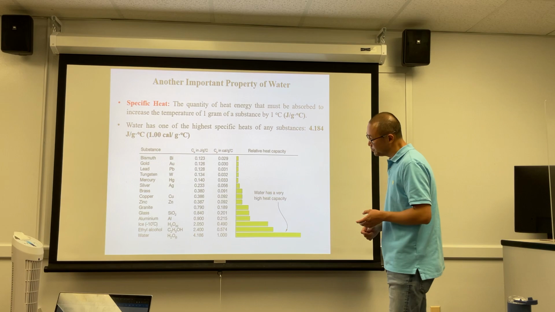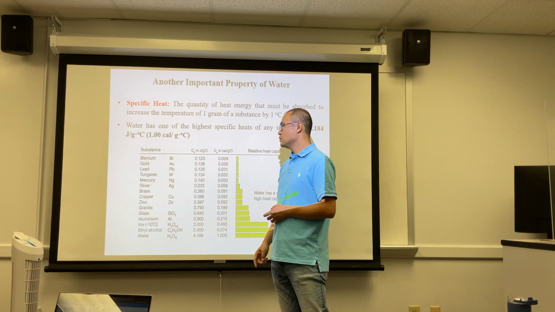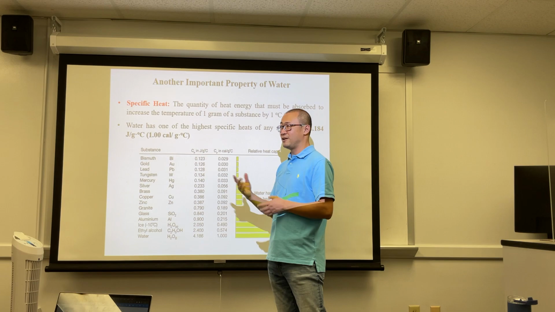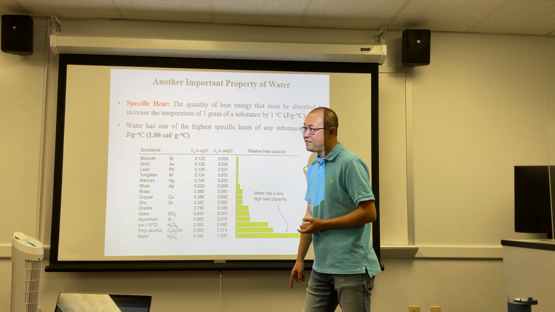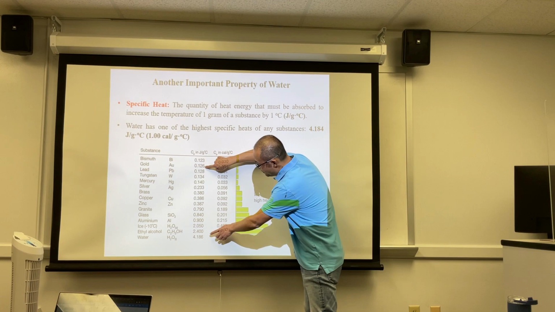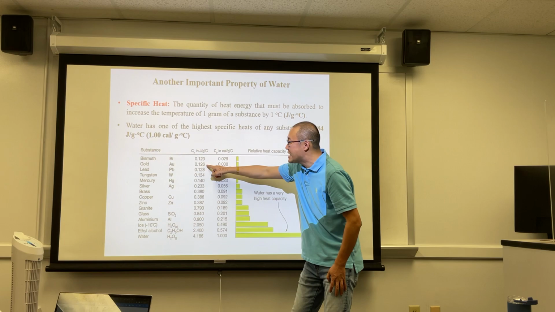For gold, for example, everybody knows gold. If I want to increase the temperature of 1 gram of gold by 1 degree Celsius, I need this much energy, 0.126 joule. Okay, I don't know how much is 0.126 joule, but take a look at water. If I want to increase 1 gram of water by 1 degree Celsius, I need how much energy? 4 point something joule. Take a look at these two numbers. What does it tell you? In order to increase the temperature of water, I need a lot more heat than gold. Is that right?